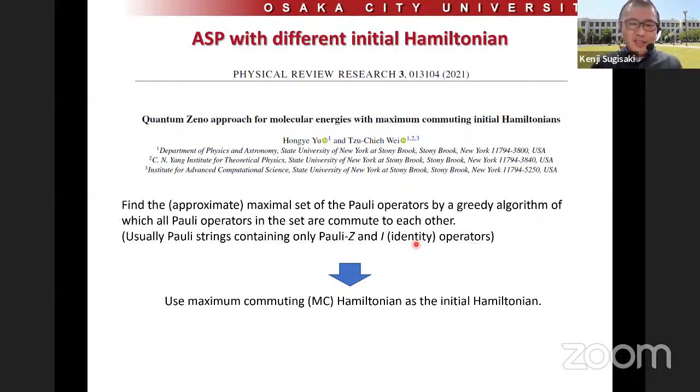And then use this Hamiltonian as an initial Hamiltonian, and then perform the adiabatic state preparation. So in this case, if the initial Hamiltonian consists only of Pauli Z and I identity, the initial state is just spin up or spin down, a single computational basis state with 0 and 1. So we can easily generalize the initial ground state of the initial Hamiltonian.